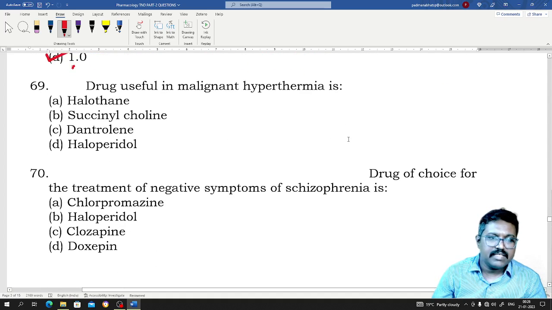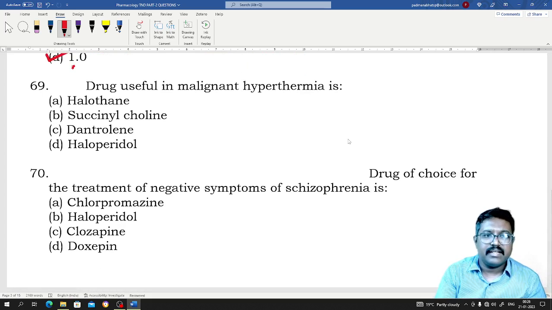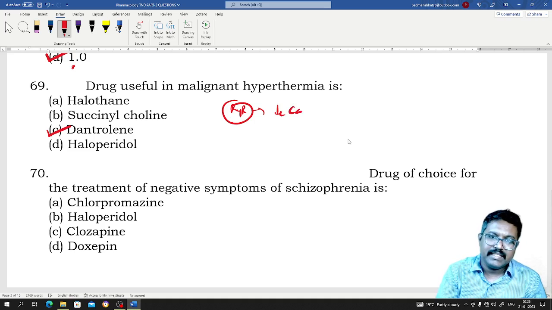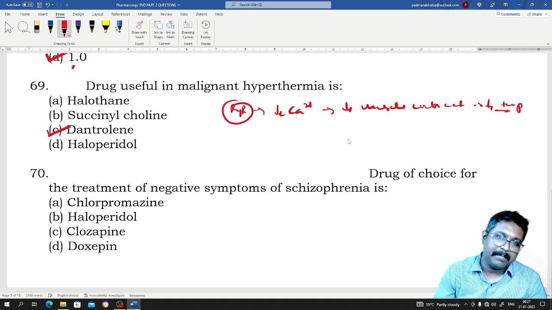Next, coming to the 69th question, the drug which is useful in malignant hyperthermia is dantrolene sodium. Basically it is a ryanodine receptor antagonist. Thereby it decreases the calcium release, thereby it decreases the muscle contraction, thereby it decreases the temperature, the hyperthermia.